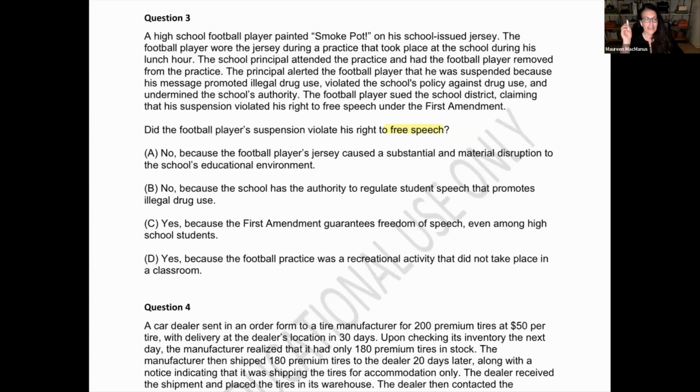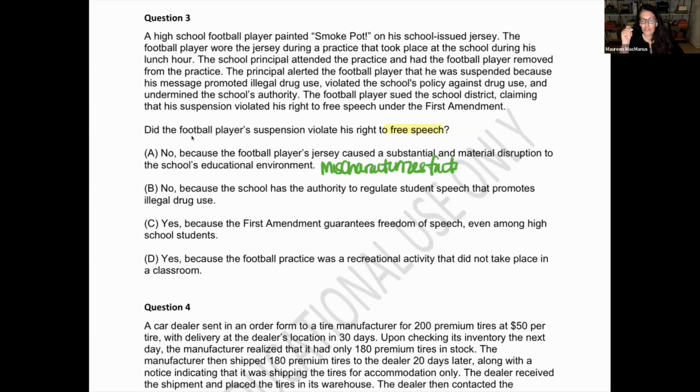So yeah, disruptive behavior can be regulated. Yeah, it absolutely can be regulated. But that's not the reason that it doesn't violate his rights here. And it also mischaracterizes the facts. It doesn't actually state in the facts. Oh yeah, somebody's saying Tinker. Yeah, that's right. It doesn't actually state in the facts that it did cause a substantial material disruption. So we don't actually know that that's true. So I'm going to say A here mischaracterizes the facts, or it goes beyond the facts.